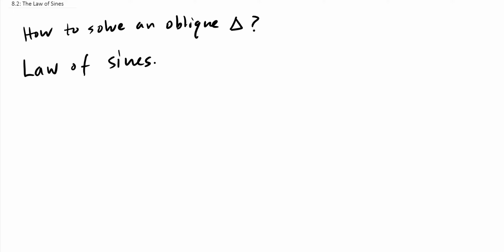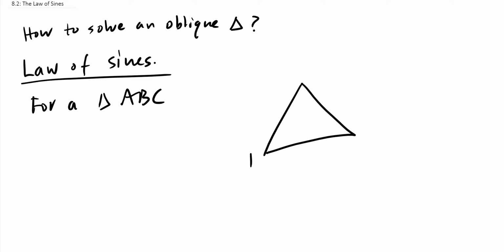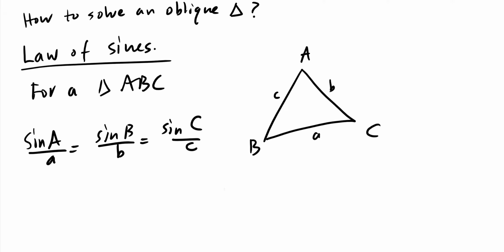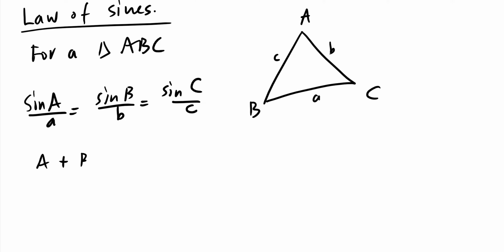The law of sines is a theorem for any triangle, for a triangle ABC, let's say. Keep that in mind. Let's say this is the triangle. The side facing angle B is small b, facing A is small a, facing C is small c. So the law of sines says sine A over a equals sine B over b equals sine C over c. Keep in mind that the measure of angle A plus angle B plus angle C is 180 degrees. These are very important to know because they help us find missing sides and angles.